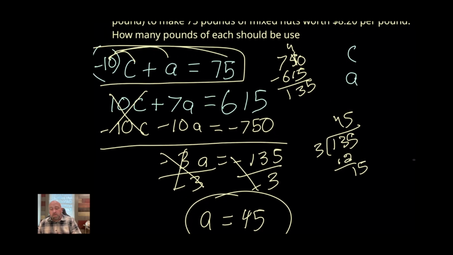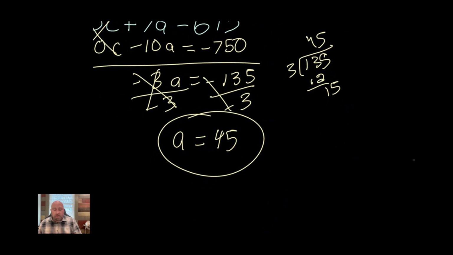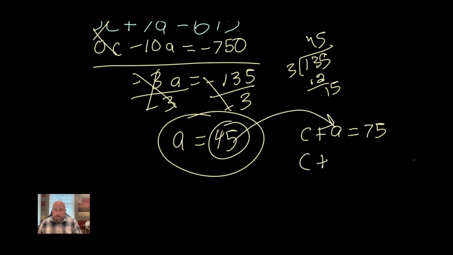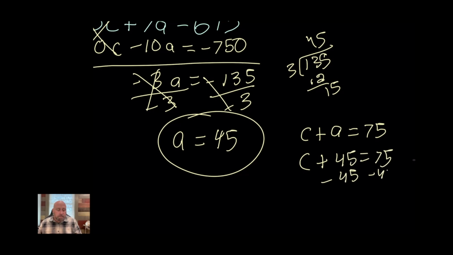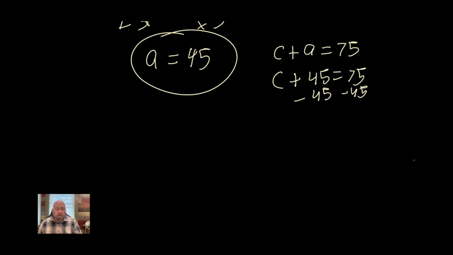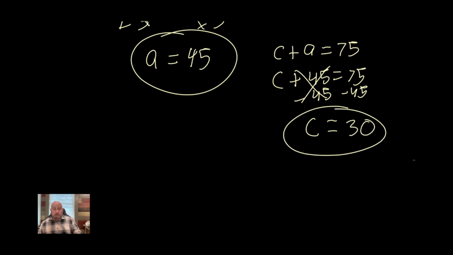So what we would do is we can come back right here, this easy math right here, to get our C. So if our C plus our A equals 75, then our C plus our A is now 45 because we figured that out. Plus 45 equals 75. Subtract 45 from both. And we're going to end up with our C equals, that cancels. And then we subtract there, so we get 0, 3, and that C equals 30.